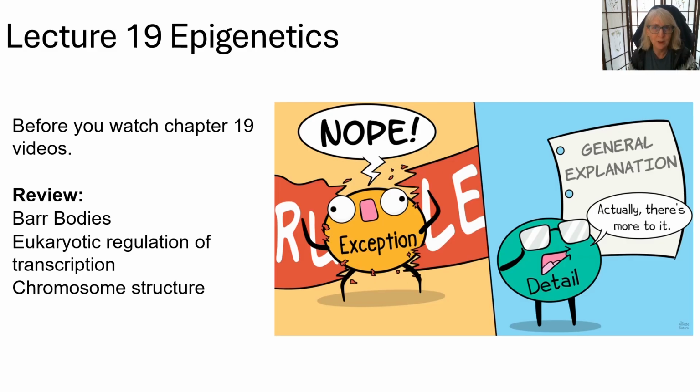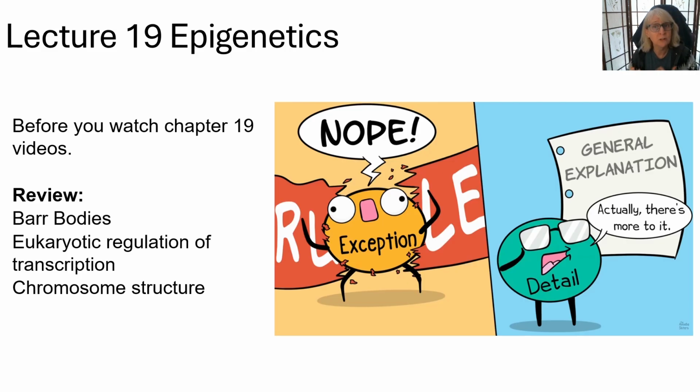Let's talk about all the weird things that control your genetics. So before you start this, go back and review what is a Barr body and what makes a Barr body barred. Well, Barr was the guy's name who discovered it, but why does it get all wound up and become chromatin that can't actually be accessed? Why does it become heterochromatin?